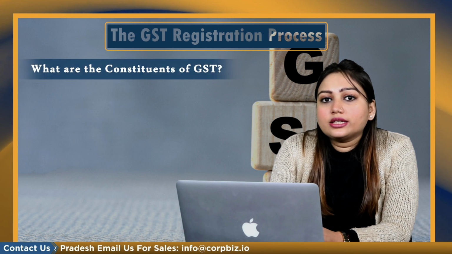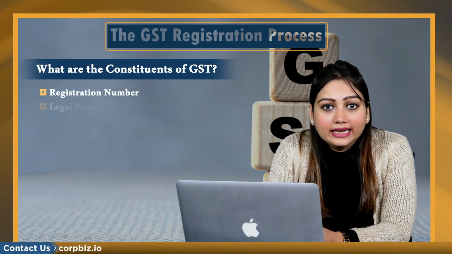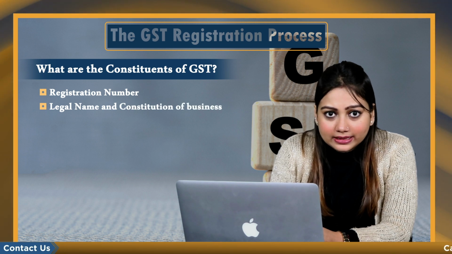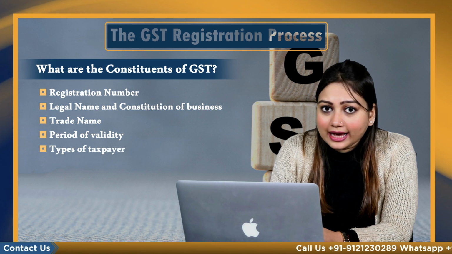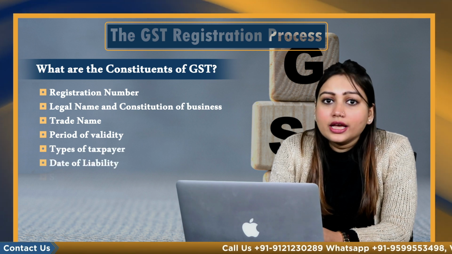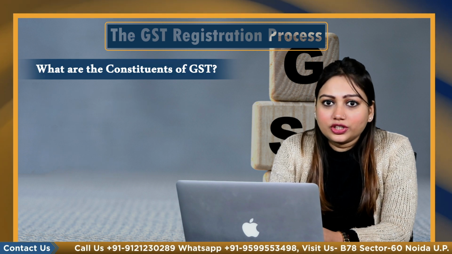So what are the constituents of GST? Registration number, obviously, legal name and constitution of business, trade name, period of validity, types of taxpayers, date of liability, and signature of applicant come under the ingredients of GST.